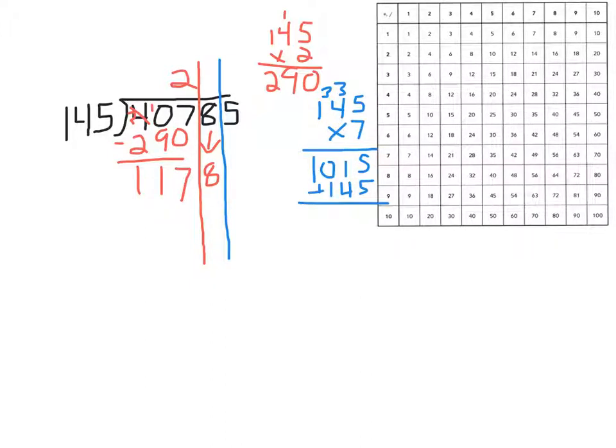So if I add another 145, let's see if that would get me closer or if that's going to be too much. So 5 and 5 is 10. Carry the 1. 4, 1, and 1 is 6. 1 and 0 is 1. And there's nothing to add to that one. So 1,160. So 7 was close, but 8's closer. So I'm going to put my 8 up here and my 1,160 here. And that's what I'm going to subtract.